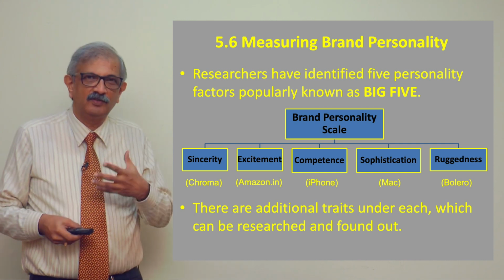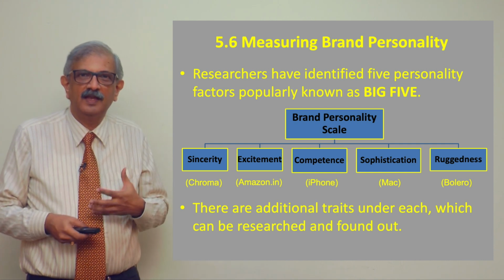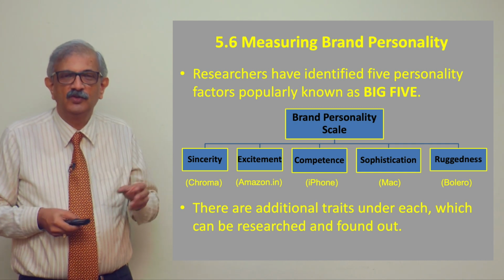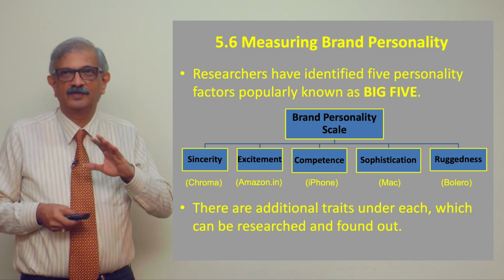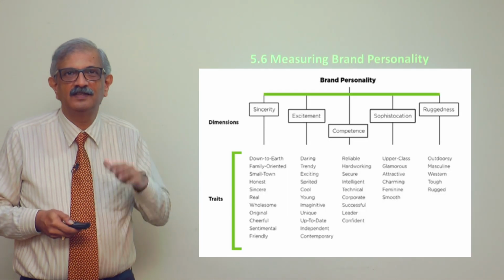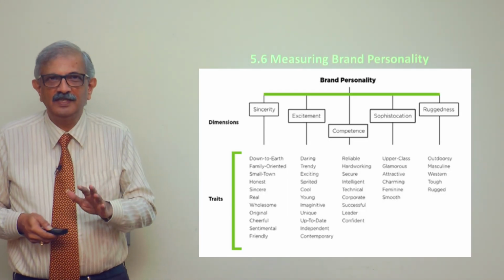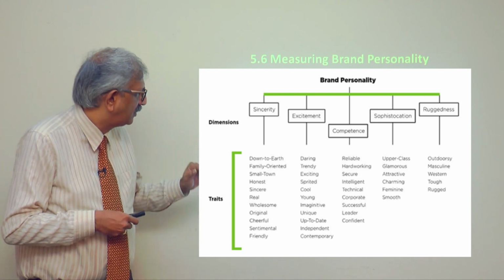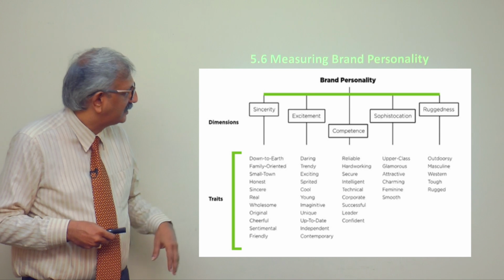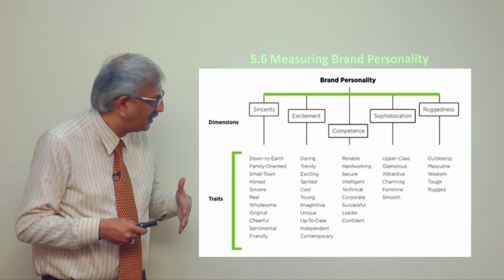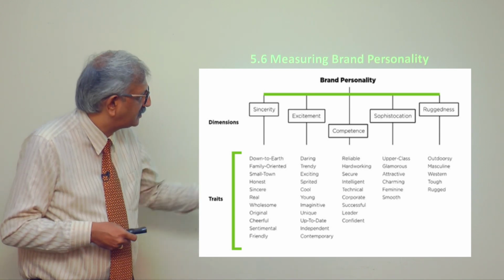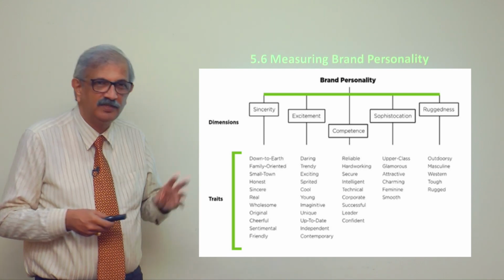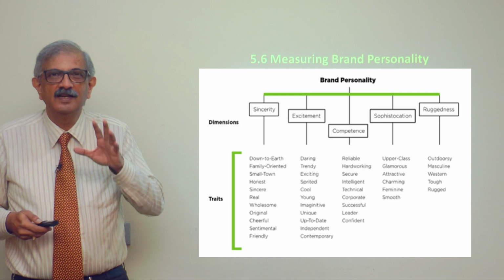Mac, which is all about sophistication, and then Bolero. So it's all about ruggedness. That's overall Mahindra. So under each of these, as I was trying to tell you, you have to have various traits listed. So that is what you see here. There are various traits under sincerity: down to earth, small town, honest, sincere. Excitement: daring, trendy. These are some of the sub traits. Competence: reliable, innovative, etc. So that way you see various traits listed under each.